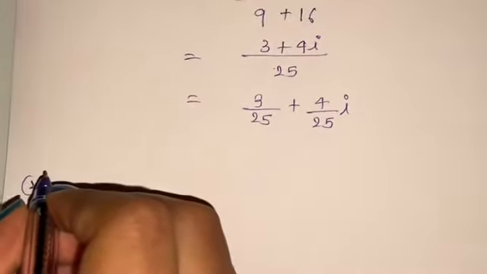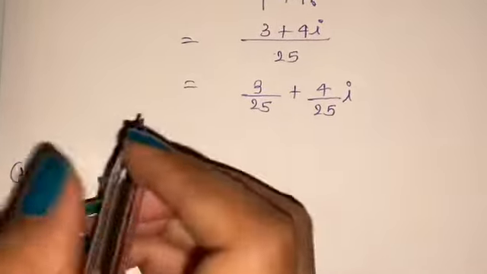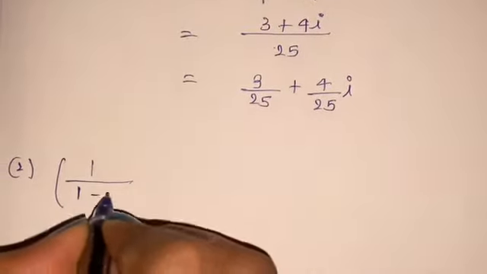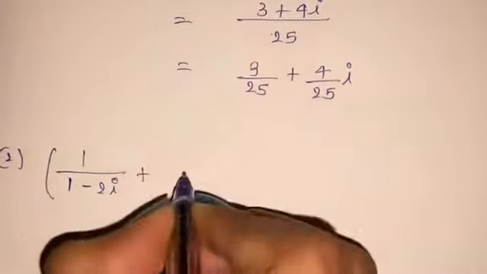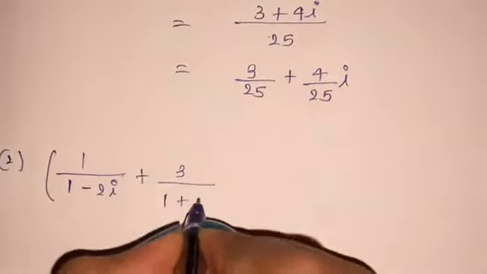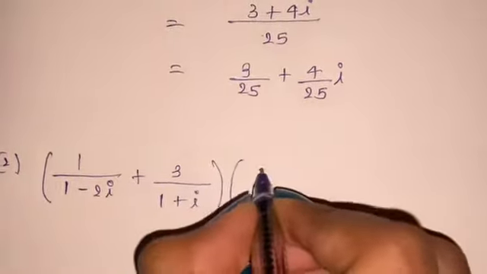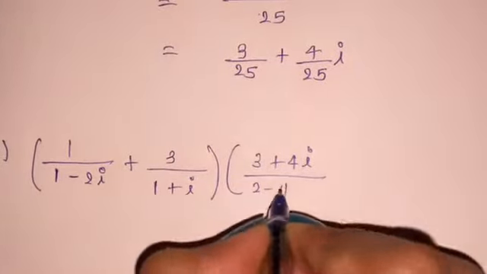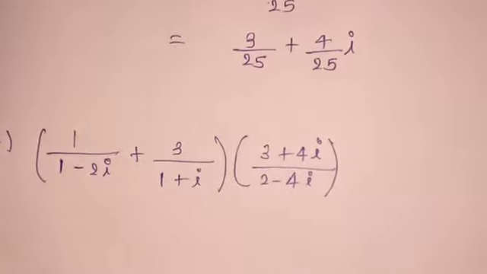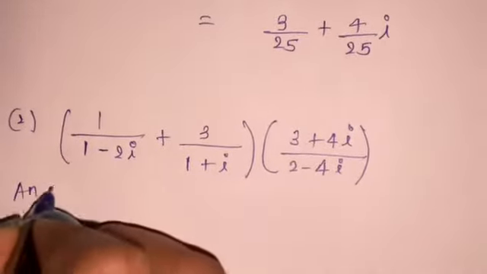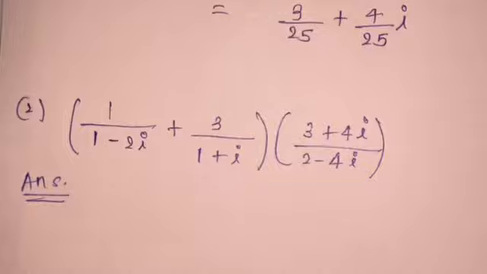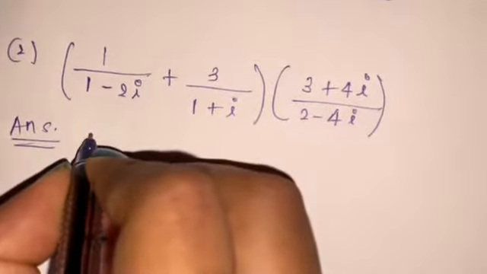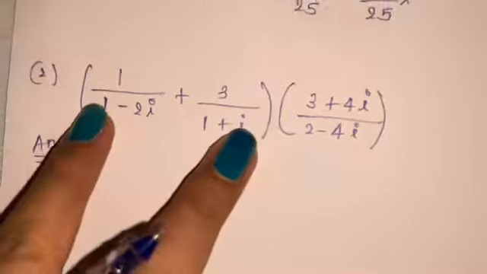Now second question. Second question is also very important. 1 by 1 minus 2i plus 3 by 1 plus i, 3 plus 4i by 2 minus 4i. So what will be the solution? First of all, I will solve this bracket.